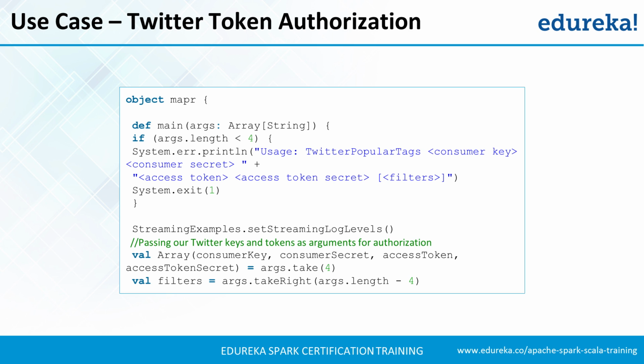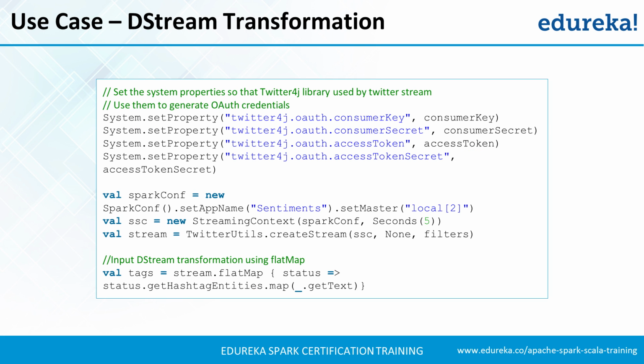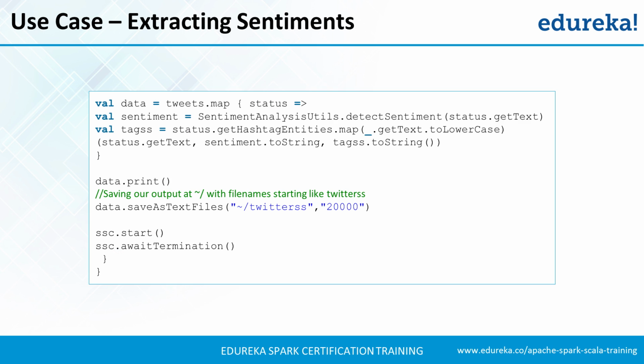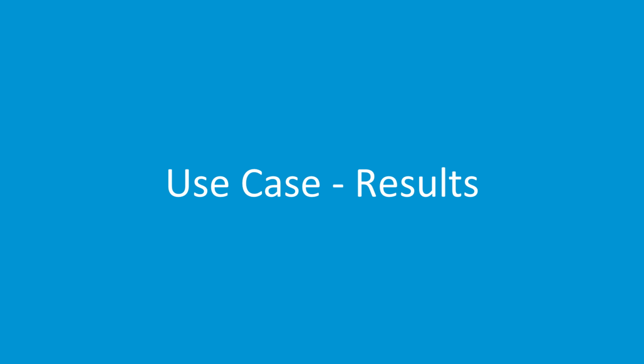So you have to go to dev.twitter.com, log in from there, and you will find all these authentication tokens available to you. Four will be there. You need to take them and put them here. Then, as we have learned the DStream transformation, you will be doing all that computation here. Then you will be generating your tweet data and saving it in this particular directory. Once you are done with this, you are going to extract your sentiment, and you're done. Let me just show you quickly how it works in our VM.